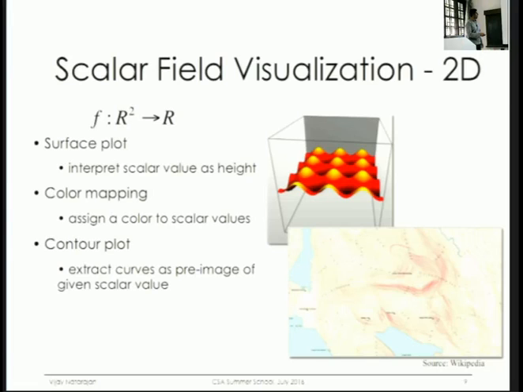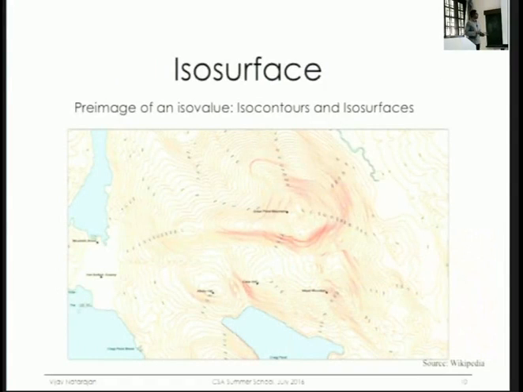So these are called contour plots or isocontours. This is also a mapping, right? You go from your scalar values to some geometry. In this case, the geometry is a collection of curves, right? Okay. So how do I extend this to 3D?